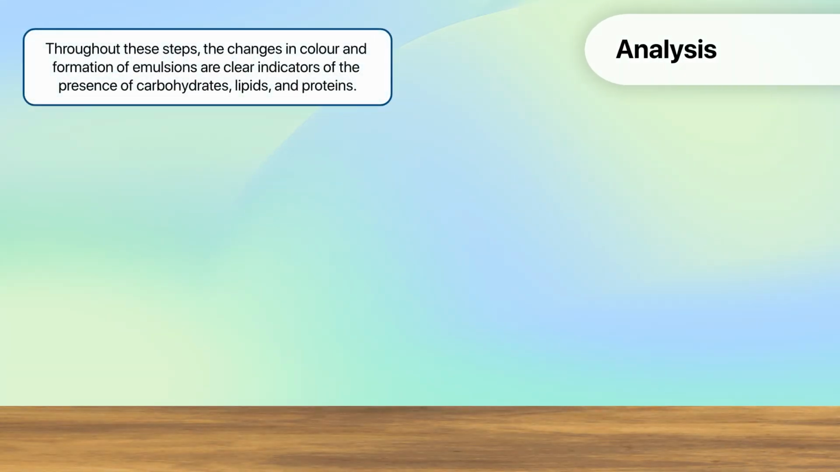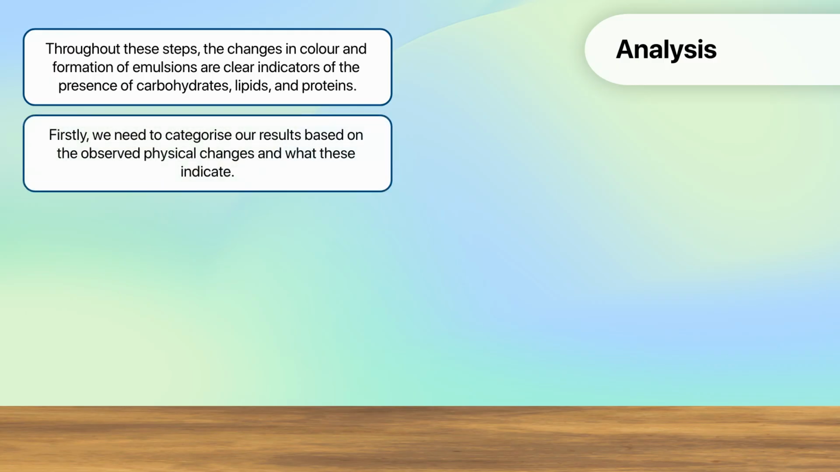Throughout these steps, the changes in colour and formation of emulsions are clear indicators of the presence of carbohydrates, lipids, and proteins. Let's now move on to the analysis of this practical. Firstly, we need to categorise our results based on the observed physical changes and what these indicate.